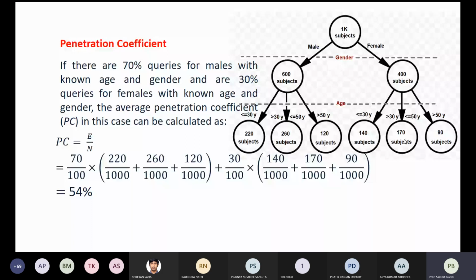This one is lightest, 260. This one is lightest, 90. If somehow all of these could have been on an average 1000/6, then no problem. Whatever this ratio, 70:30, you are achieving best penetration.